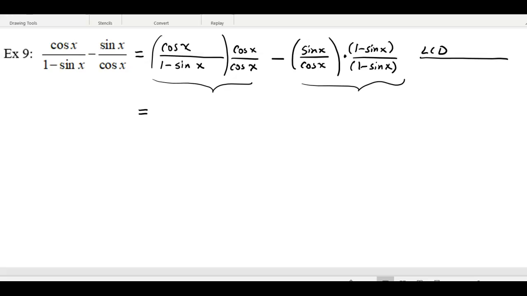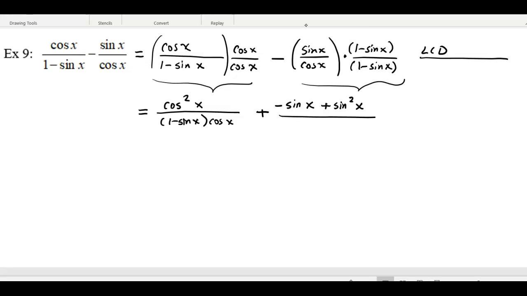So I have cosine of x times cosine of x, which is cosine squared of x, over my LCD, which is 1 minus sine of x times cosine of x, minus, and now I'm going to go ahead and distribute, so don't be upset with me, but I'm simplifying at this point. I have negative sine of x times 1, which is negative sine of x, and then I have negative sine of x times negative sine of x, which is plus sine squared of x, all over my common denominator.